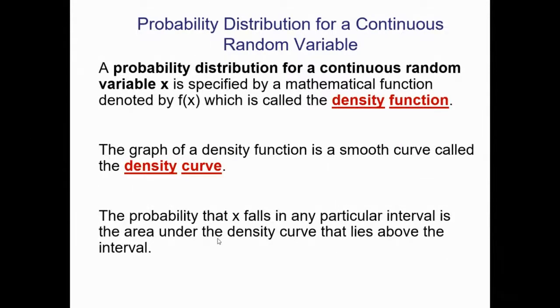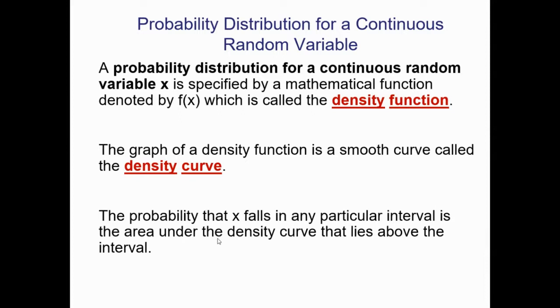Okay, so a probability distribution for a continuous random variable x is specified by a mathematical function, f of x, and it's called the density function. The graph of a density function is a smooth curve called the density curve. The probability that x falls in any particular interval is the part under the curve but above the x-axis. So we can't go negative here.